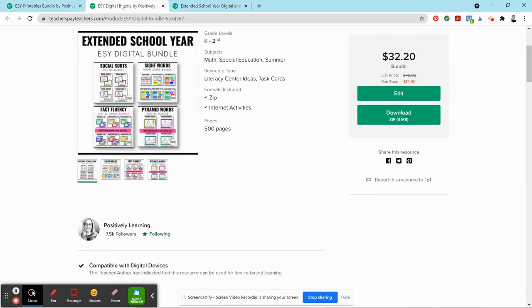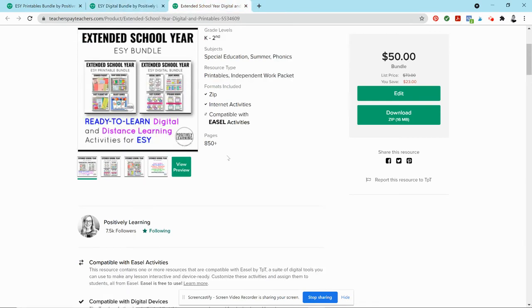Then I also have a digital version. Now, the digital version has a lot more because you can use digital in such a different way. You could use digital while you are in person, where half your students are working independently and then you are working with a different group, or you could use this if you were working virtually, of course. You could be sharing it online and working on it together, or assigning it online where students are working independently.